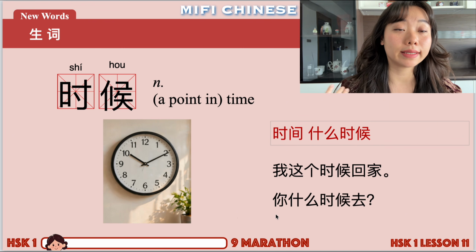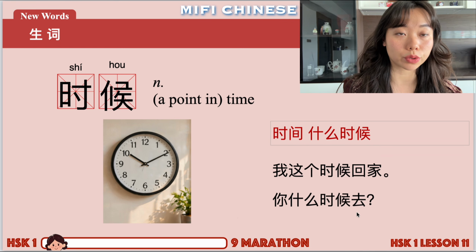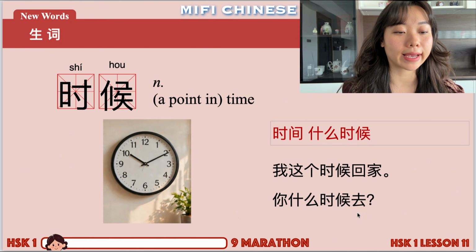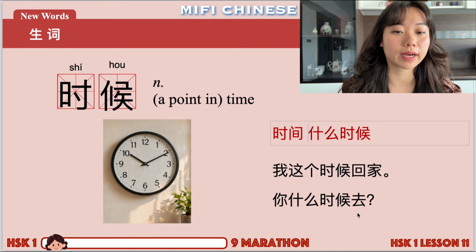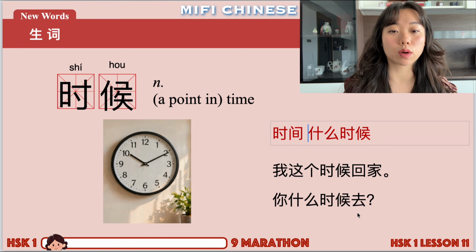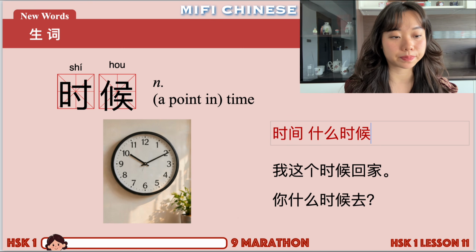Next example, 你什么时候去？When do you? What does 去 mean? Go, right? 你什么时候去? When do you go? Right? So, 什么时候 can mean what time or when. When, right? Okay, so 时候. Next one.